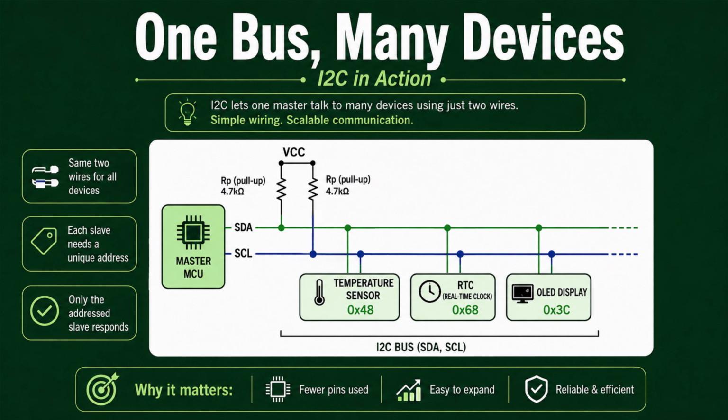The controller selects a device by transmitting its address at the beginning of the transaction. Only the matching peripheral responds with ACK and participates in the data exchange. The remaining devices monitor the bus but ignore the transaction. Each address must be unique.